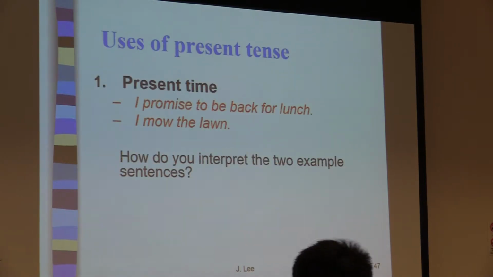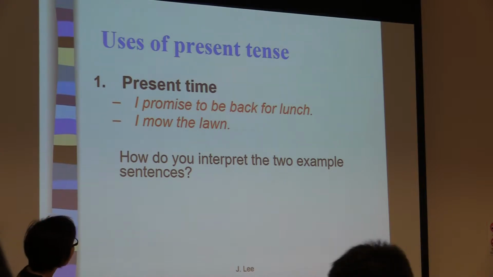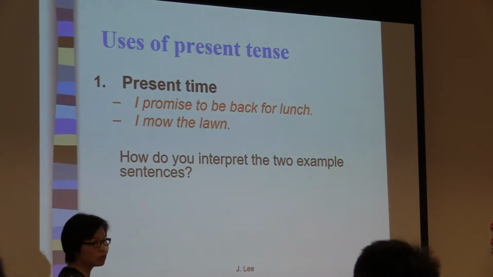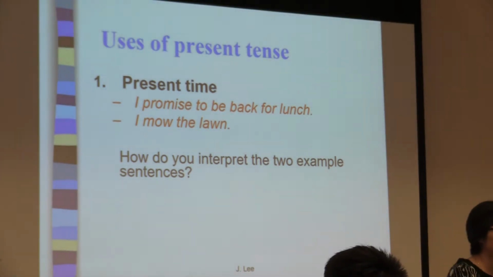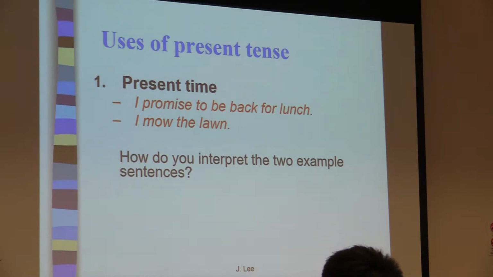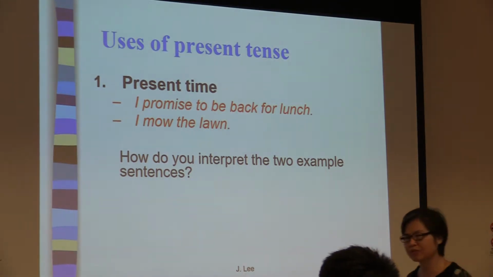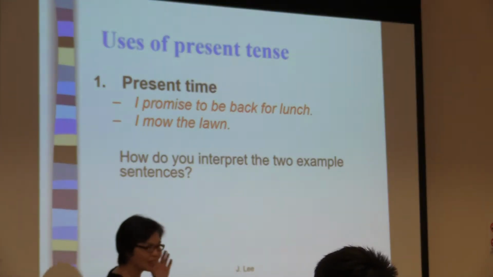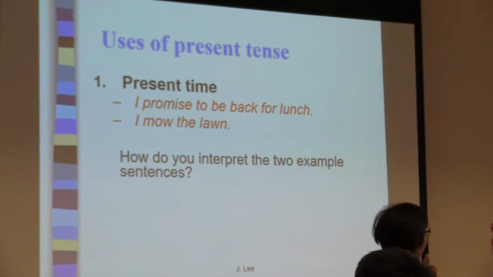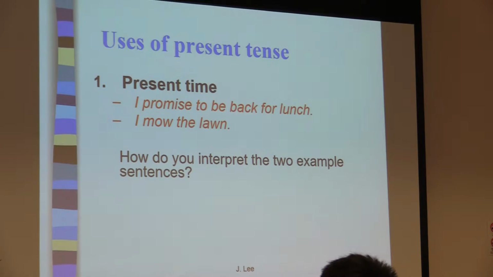So let's see. Now, I promise to be back for lunch. I mow the lawn. Yeah? Your backyard, you've got the grass there, you mow the lawn. Well, both of them have got the present tense, promise and mow. How do you interpret these two example sentences? Are they the same? Do they have the same meaning cognitively? No. If you say I mow the lawn, what does it mean? You do it on a regular basis. Yeah, maybe every month you mow the lawn.